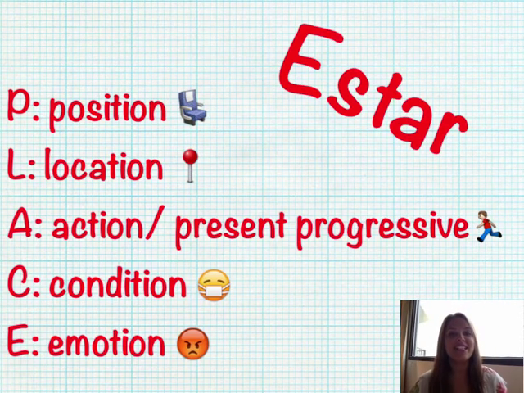The acronym for estar is place. P is for position, L is for location, A is action or present progressive, C is for condition, and E is for emotion. Remember that all of these fall under being temporary. Ser is permanent and estar is temporary. And you'll see with all of these that really follows under that temporary estar form.